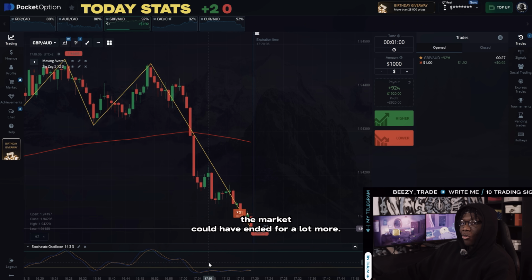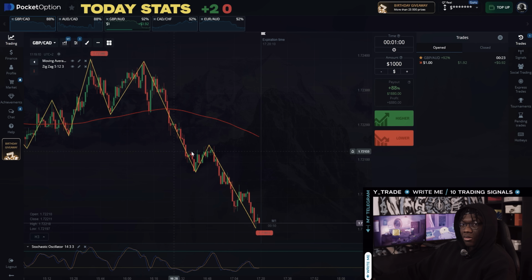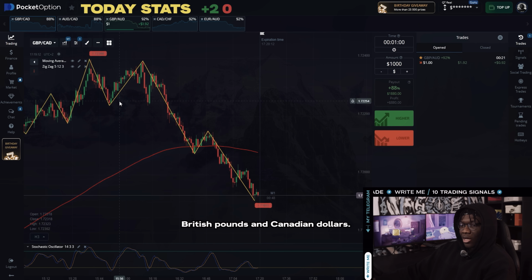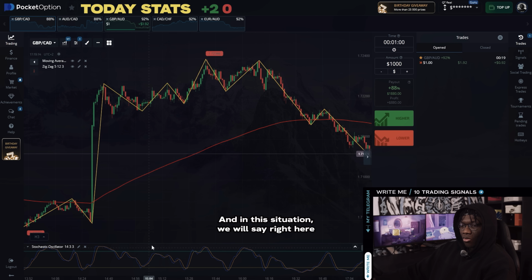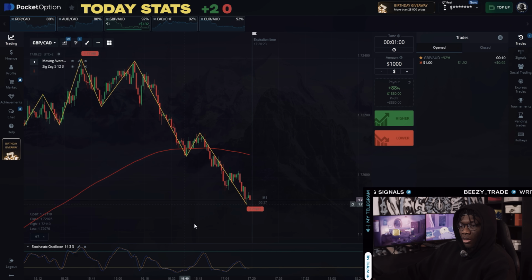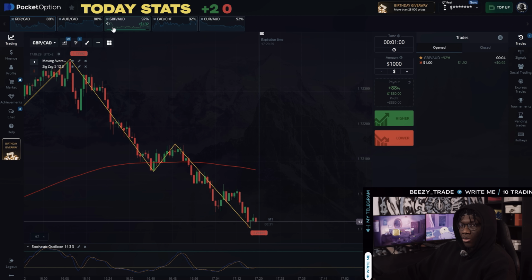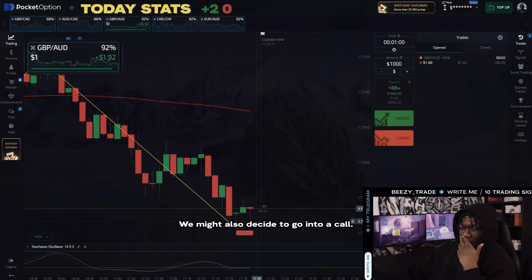Could have entered for a lot more, but let's go back to British pounds and Canadian dollars. In this situation, we will say right here might be what we call support. And we're seeing a situation where we might also decide to go into a call.